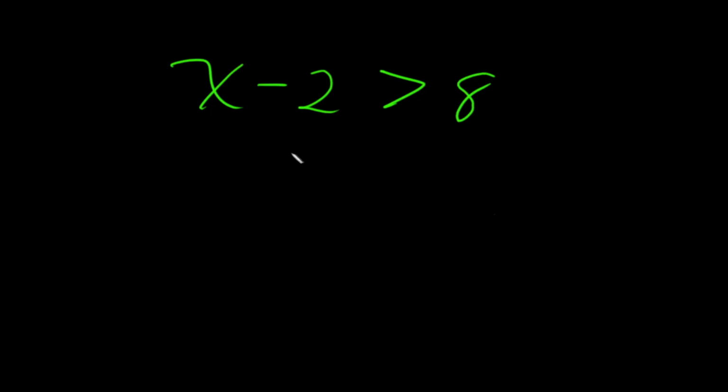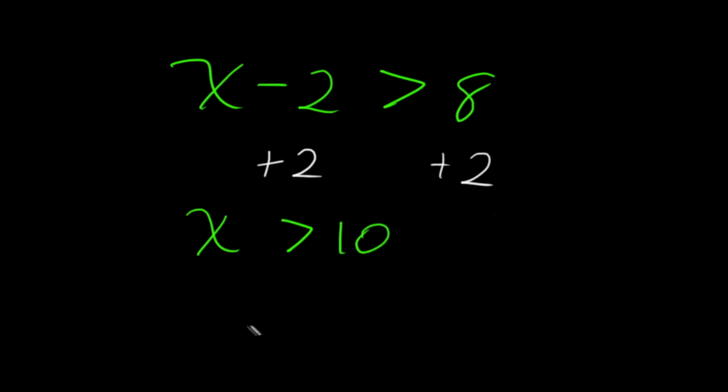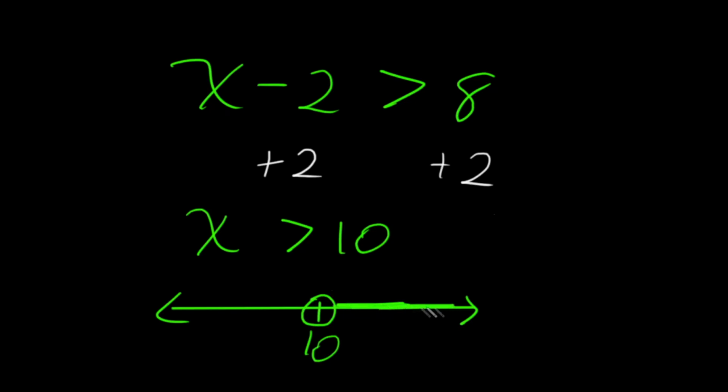In order to solve this inequality, we'll need to isolate the x as if it was a normal equation. So we'll just have to add 2 to both sides of the inequality. On the left side, we're left with just x is greater than 8 plus 2 is 10. And now we can graph this on a number line. We'll label 10 here. And because it's greater than and not or equal to, we'll need an open circle to indicate we're not including the 10. And we'll shade to the right since x is greater than 10.